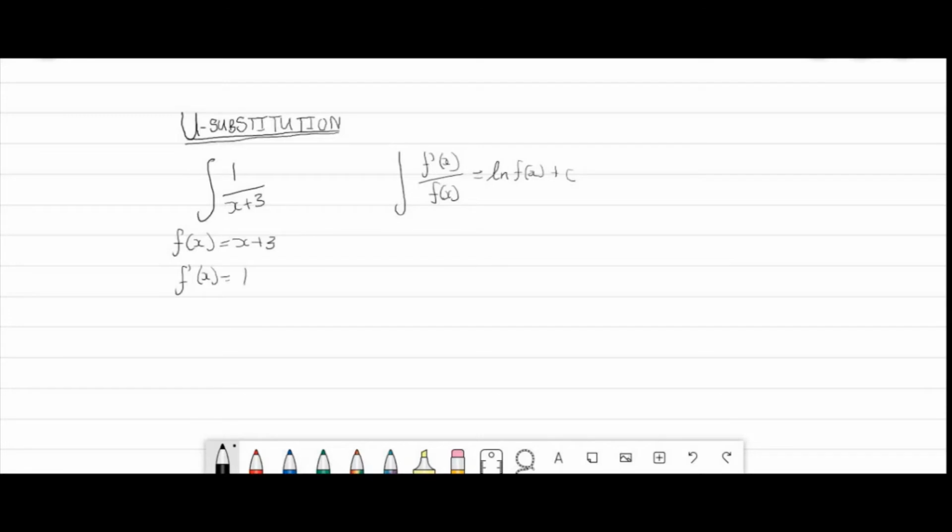So with this information, our original expression already follows this rule. So we can apply it and say the integral of 1 over x plus 3 is equal to ln of x plus 3 plus c, because it follows this rule.